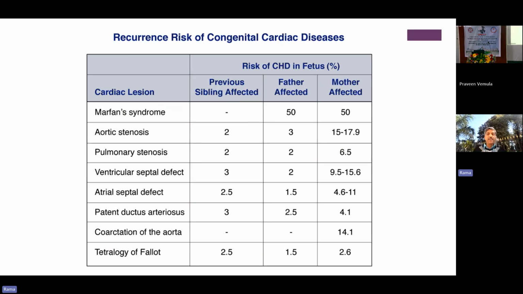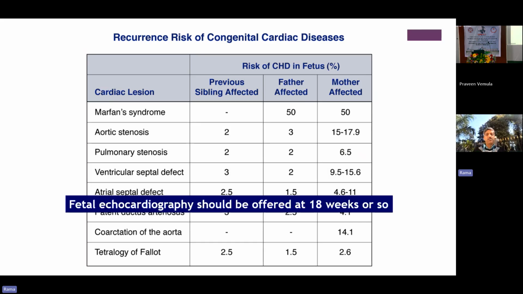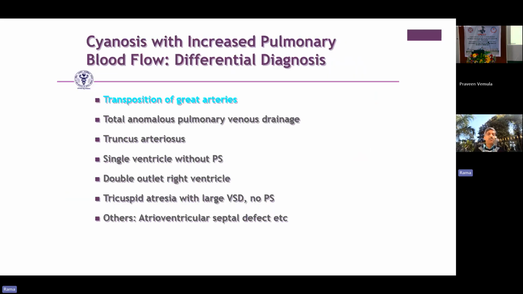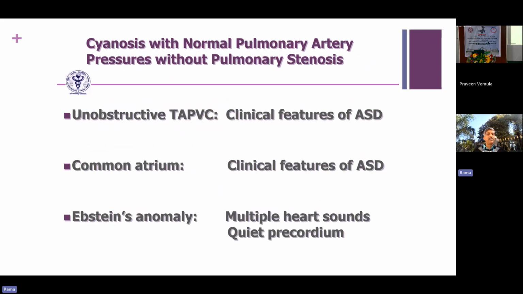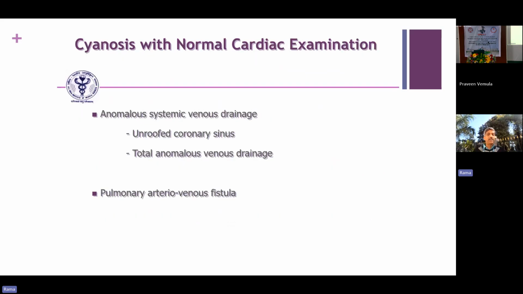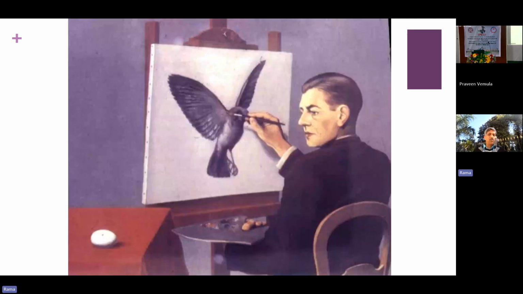What is the risk of CHD in the fetus if the father is affected, if the sibling is affected, and the mother is affected? This is something that you should know, not only for your exam but for overall prognostication of a family. Fetal echocardiography should be offered at around 18 to 20 weeks or so. I won't be dealing with the other increased flow or pulmonary venous congestion lesions and the normal pressures with cyanosis. I think cyanotic heart disease is very simple. You don't have to do something like this to make out the diagnosis. Keep it as simple as possible.